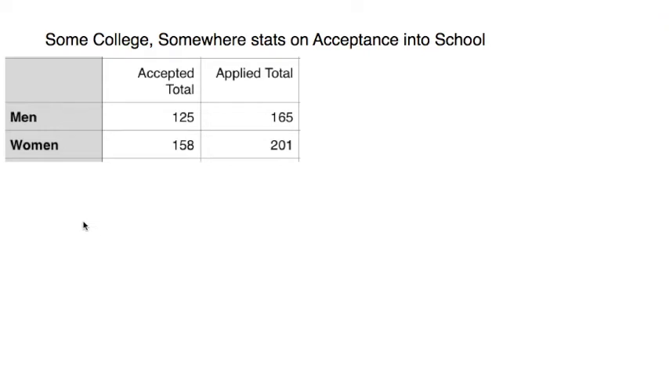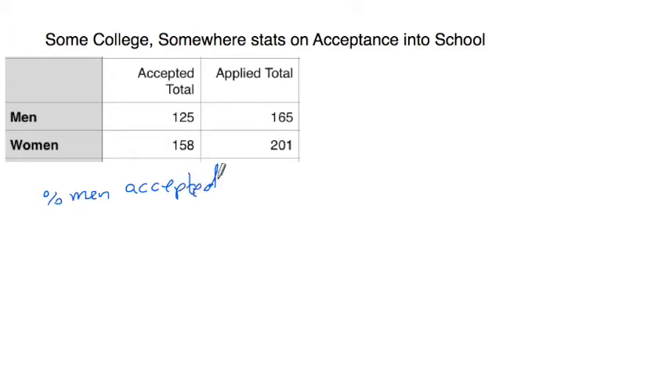Alright, this is an example of Simpson's Paradox. For instance, some college somewhere has some stats on being accepted into the school, split by men applying and being accepted and women applying and being accepted. And we're going to talk about their rates of acceptance.